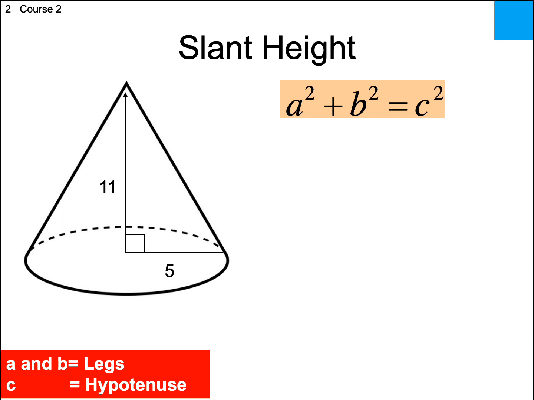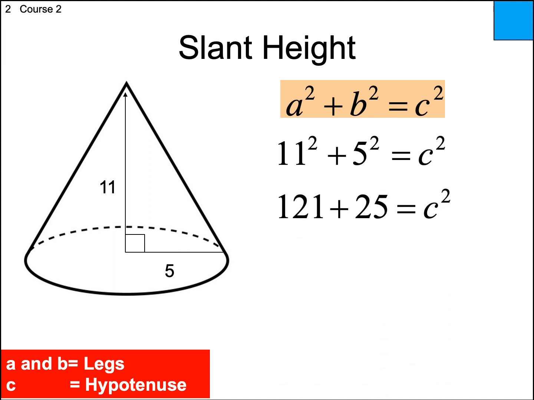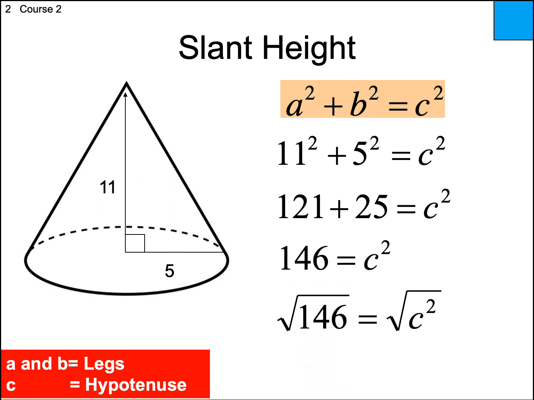All right, let's do one together. This is good practice for the quiz because remember the quiz is just going to be on Pythagorean theorem. So it looks like we got our two legs. One is the height, one is the radius of the circle. That'd be 121 and 25, which give me 146. Square root of 146 is 12.1.